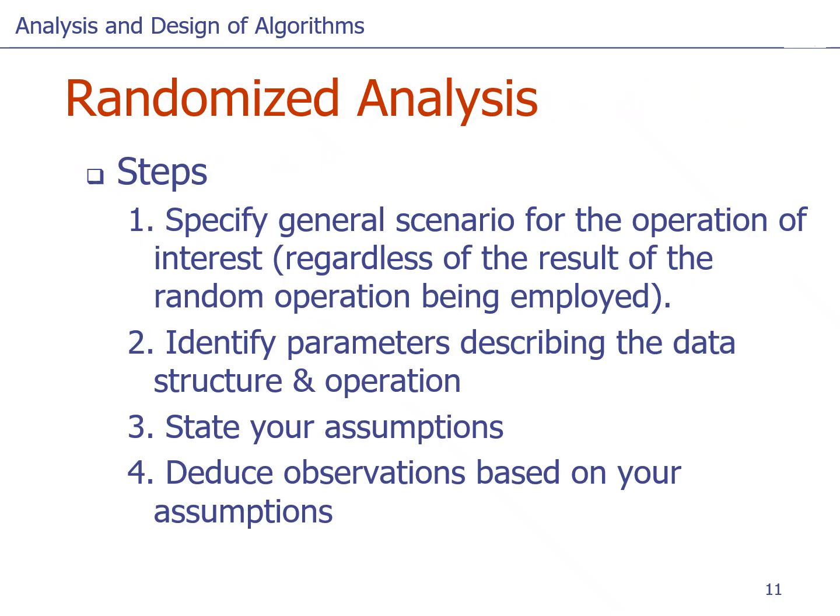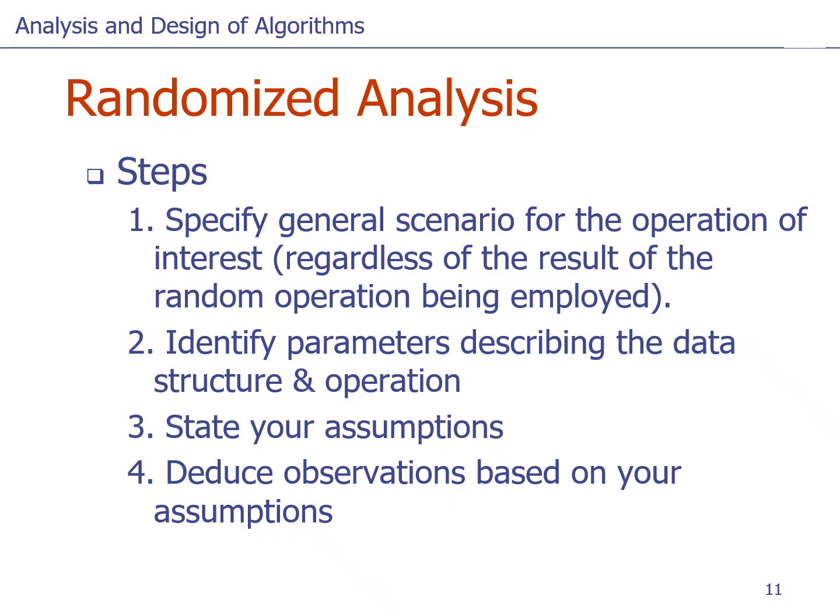So how to go about doing randomized analysis? I've tried to list them here as steps, so you try to stick to the steps as much as you can, and hopefully you progress towards a solution. The first step says that you specify a general scenario for the operation of interest, regardless of the result of the random operation being employed. What does that mean? It means don't make any assumptions about the output of the randomized process that you're using. So I'm specifying the scenario being a general scenario. In other words, you're going to roll a dice and you're going to get a value, and you don't say what the value is, and then you continue on with your analysis.